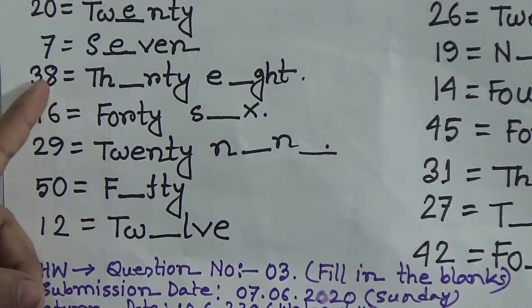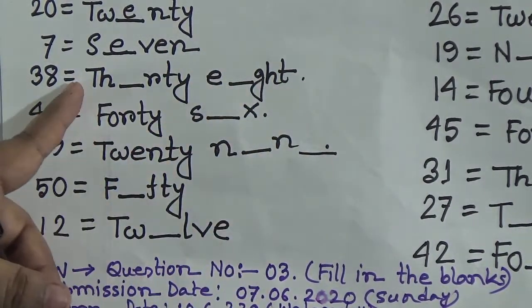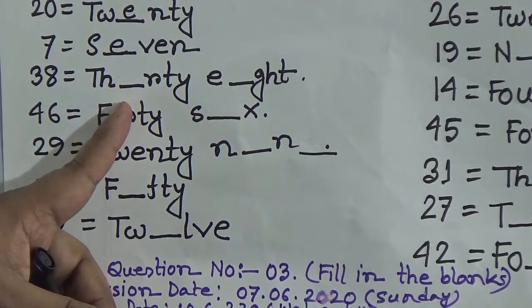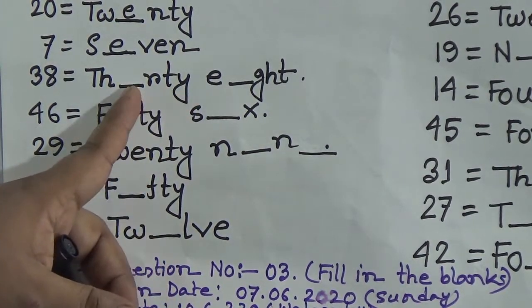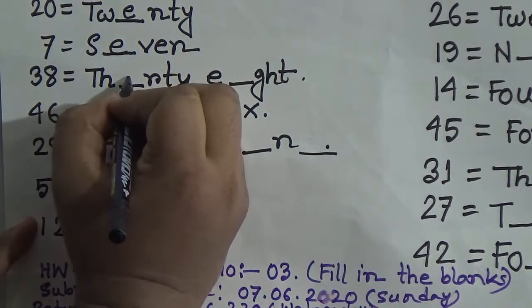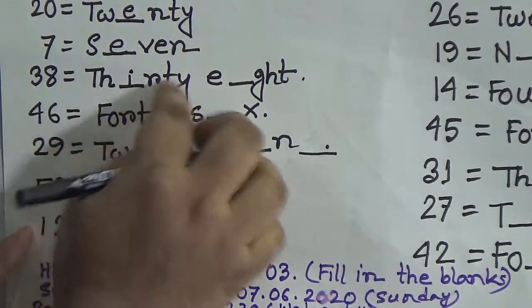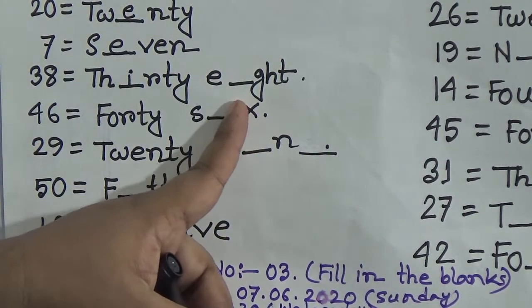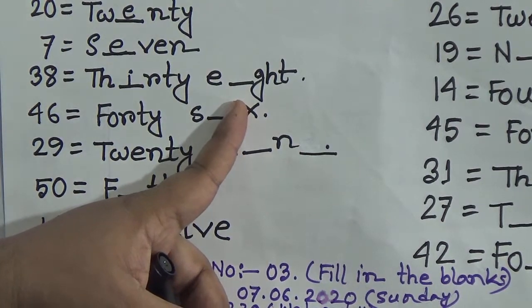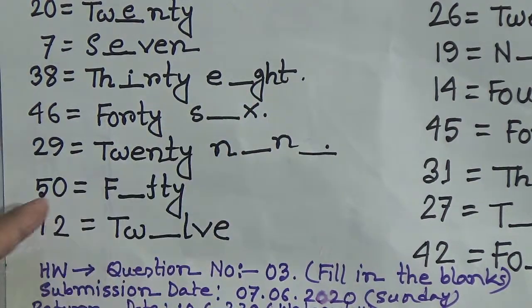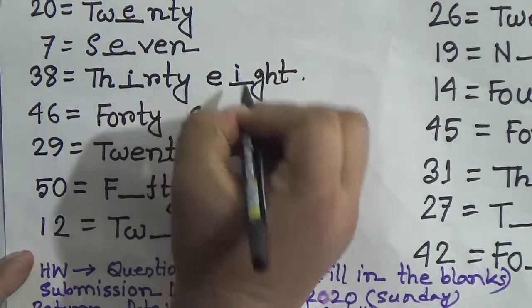Our next one is 38. What is the spelling of 30? T-H-I-R-T-Y. Here I is absent. So here we write I. So T-H-I-R, 38. What is the spelling of 8? E-I-G-H-T. So here I is absent. So here we write I.